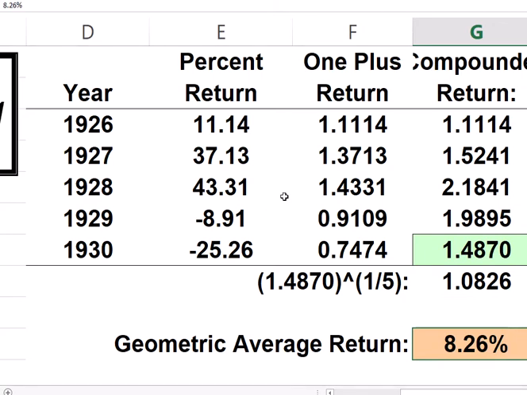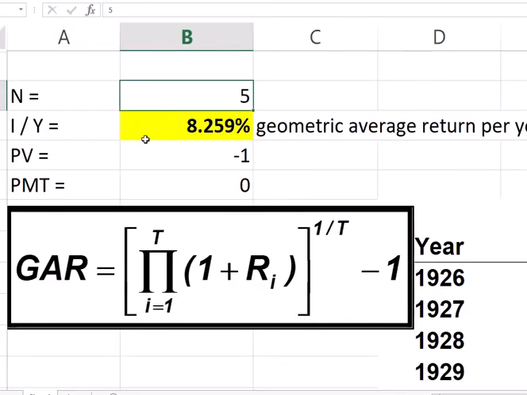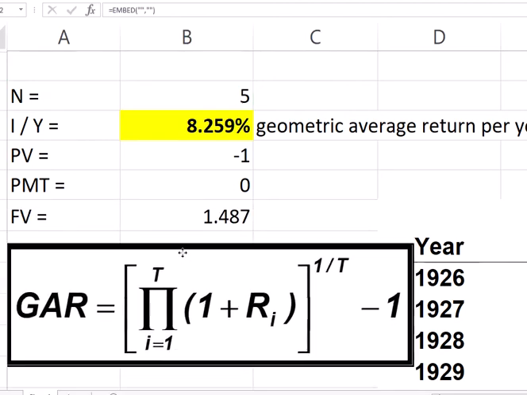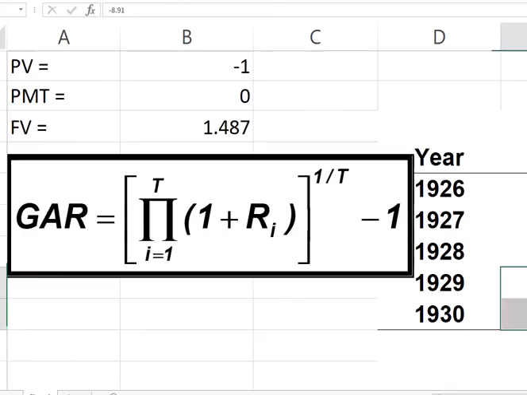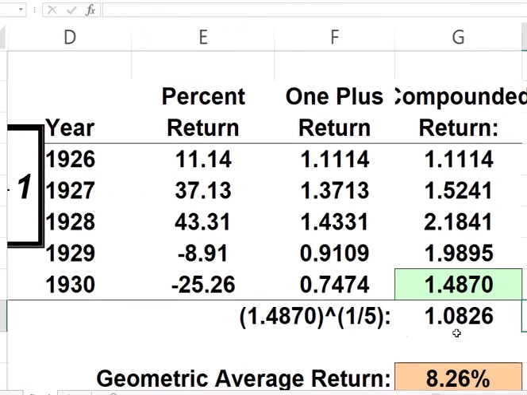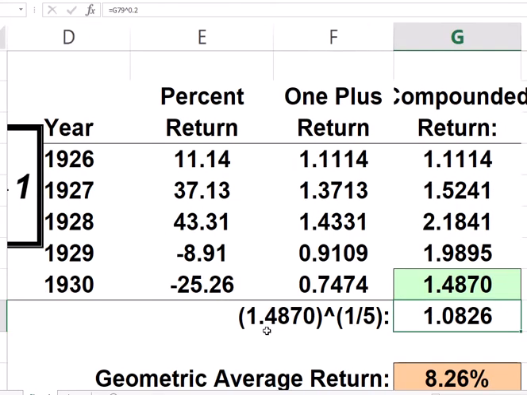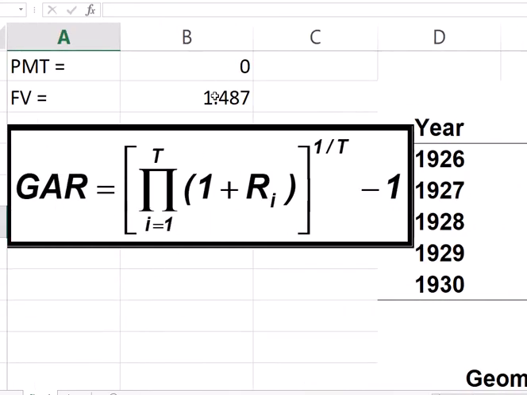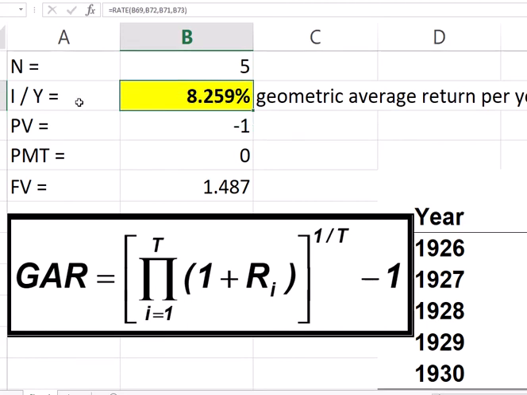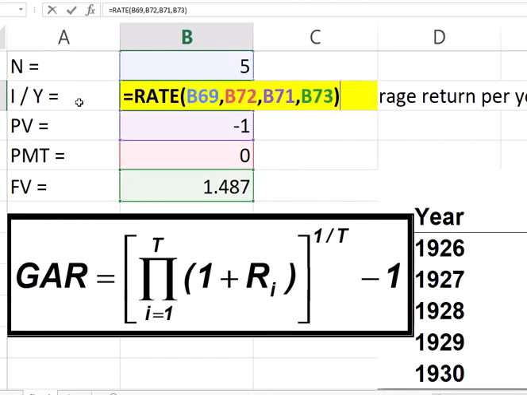Another way of solving this problem is to solve for the rate that will make these 5 years, assuming that we start with a dollar, and then at the end we have a dollar 48, which is another way of proving that this is the answer. So suppose at the end we end up with $1.4870. This is what we have here, and then we solve for the rate, and that rate will be the geometric average return.